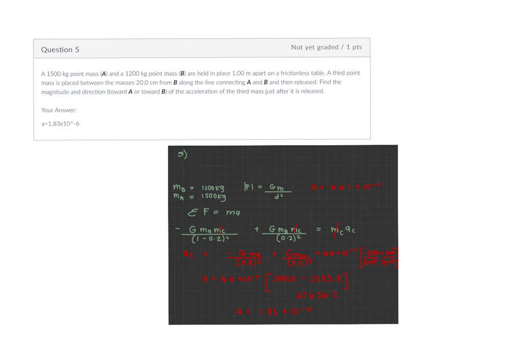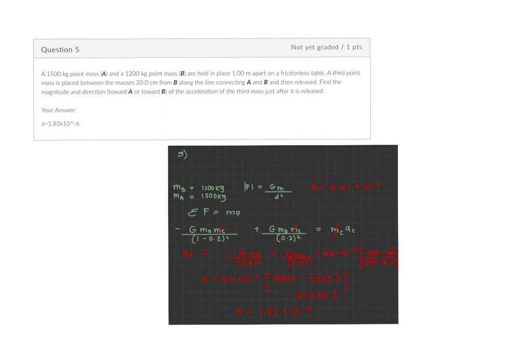Now, for this problem, I was able to find only the acceleration of this third mass because we know that the mass of B is 1,200 kilograms, the mass of A is 1,500, and we know that G is 6.61 times 10 to the negative 11. We were able to figure that out.